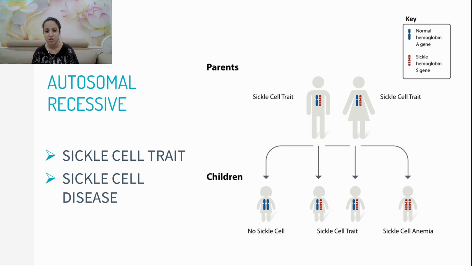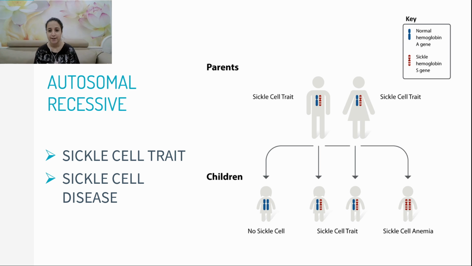Alright, so in this picture you can see that these two people have 4 children. In the first child, the child inherits one chromosome which is normal and another chromosome from the mother which is also normal. Thus, the child does not have sickle cell disease. In the second child, the child inherits a normal chromosome from his father and an abnormal chromosome from the mother. So here you would see that the child has sickle cell trait.